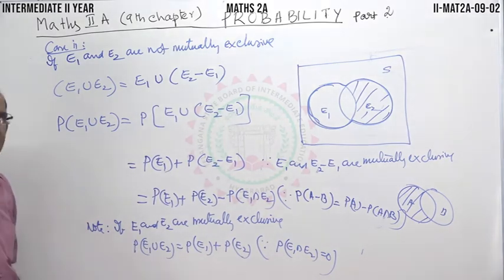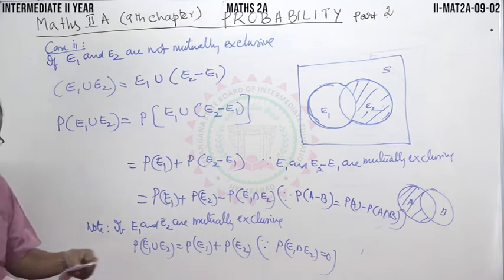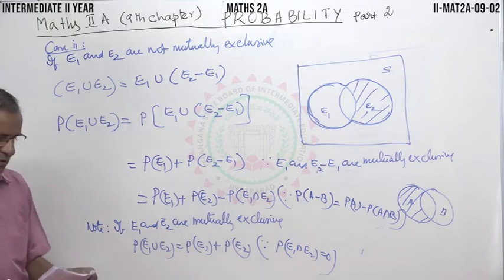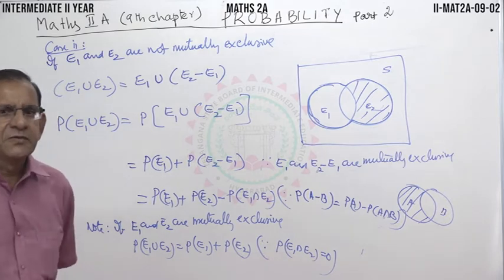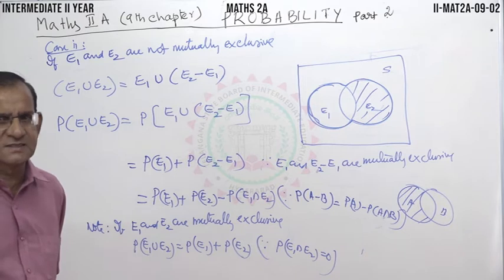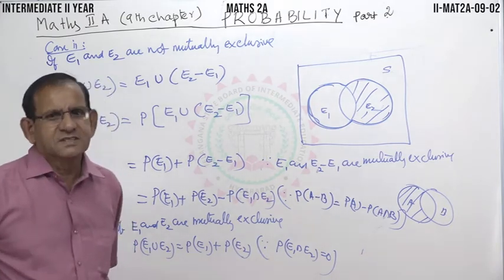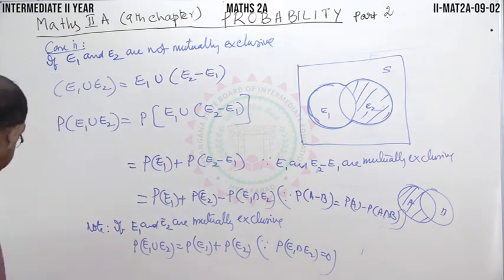Now, based on this theorem, I will explain one example also. That is, what is the probability for a non-leap year to have 53 Sundays?